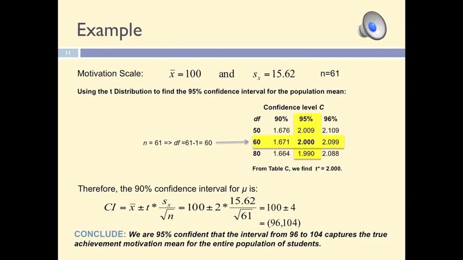If we replace all these values in the confidence interval formula, we obtain a margin of error of 4 points, which we will then subtract and add to the sample mean of 100 to obtain the lower and the upper limit of the confidence interval. The lower limit is 96 and the upper limit is 104. So we can say with 95% confidence that the population mean on this motivation scale is between 96 and 104.